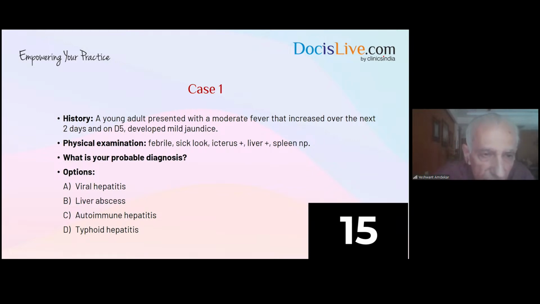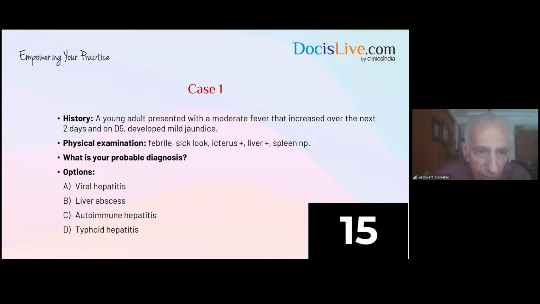Let's start with the first child. This is a young adult who presented with a moderately high fever that increased over the next 2 days, became more severe.